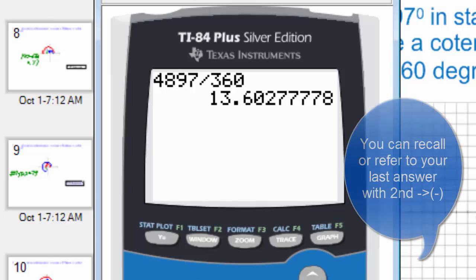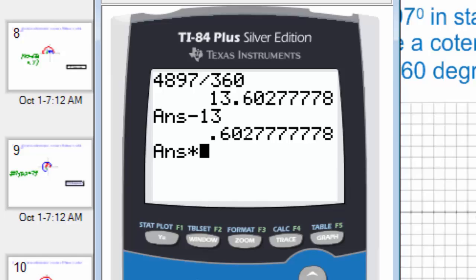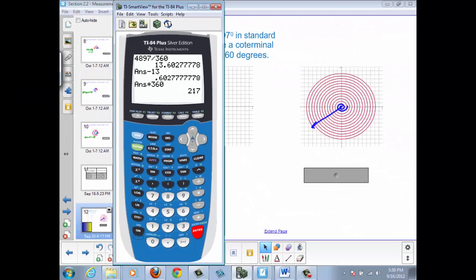So what I'm going to do is take my answer and subtract the 13 and find this fraction of a circle that I have left over. I'm going to take that fraction and multiply it by the 360 to see how many degrees that actually is: 217 degrees.